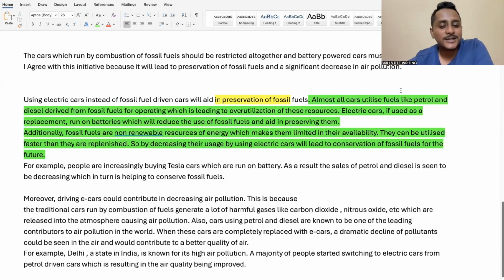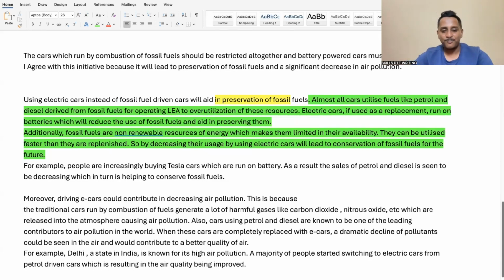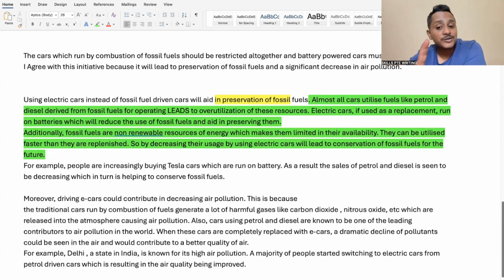Almost all cars utilize fuels like petrol and diesel derived from fossil fuels for operating, which now, when you use the word which, becomes a complex sentence. Which is leading to, probably you can say which leads to, put it in the present tense, overutilization of these resources. Electric cars, if used as a replacement, run on batteries, which will is wrong. Electric cars will reduce. Comma separates two things. If used as a replacement, on batteries, will reduce the use of fossil fuels and aid in preserving them.